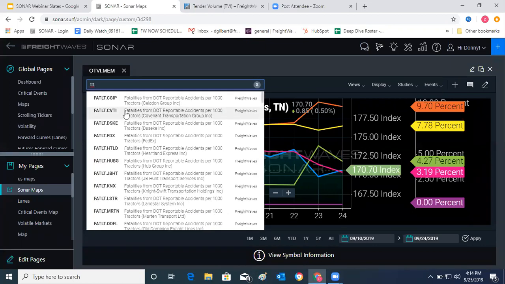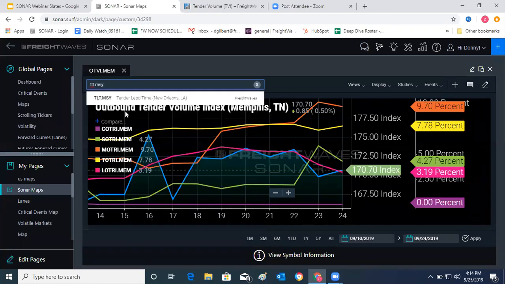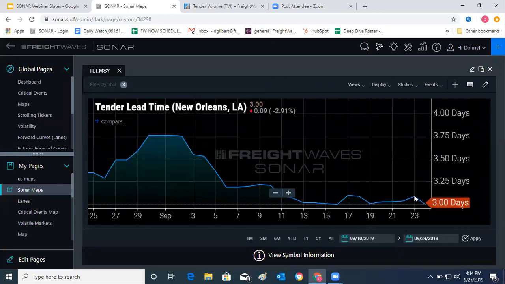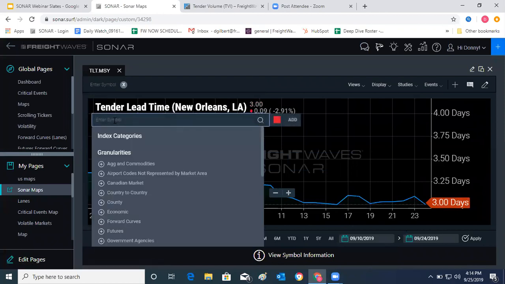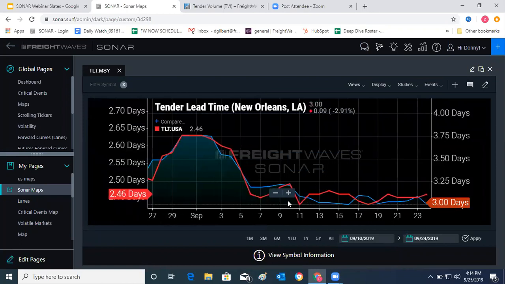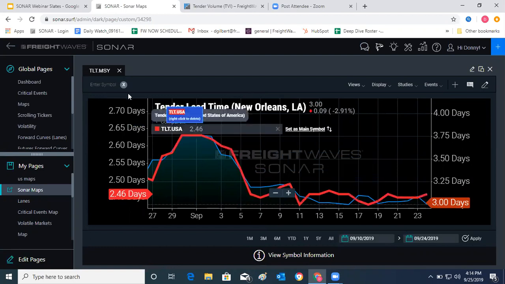And here, if we look at tender lead times for MSY, which is New Orleans, we see here it was up to 3.0 days. And just to throw that into comparison, let's go TLT.USA. This is the average tender lead time for all the markets across the U.S. It is 2.46 days. And here, New Orleans is 3.0 days. It is trending downward, but their tender lead times are a little bit elevated. So that kind of draws some curiosity from me.